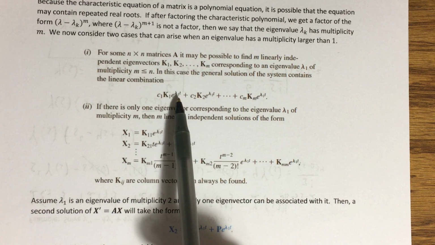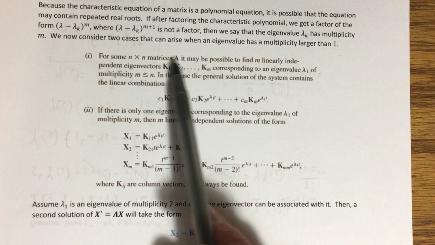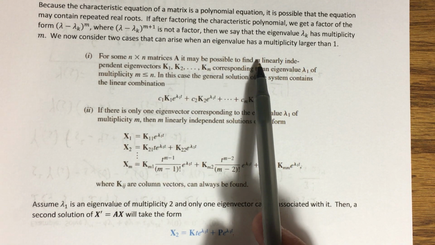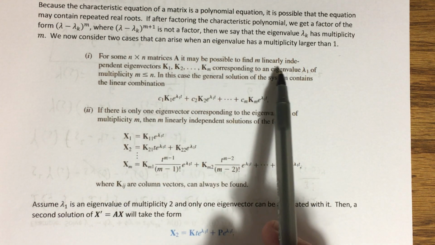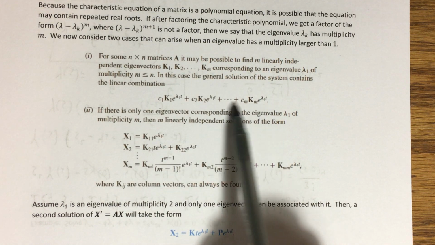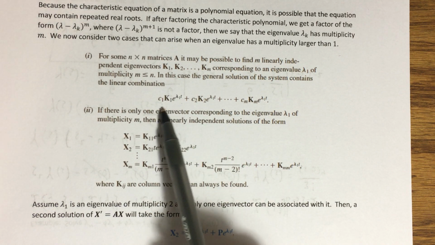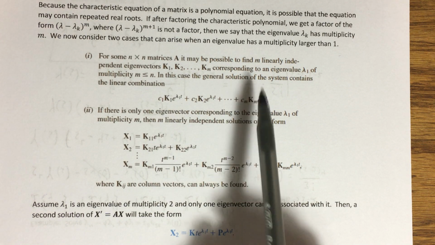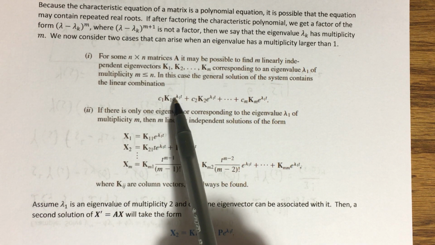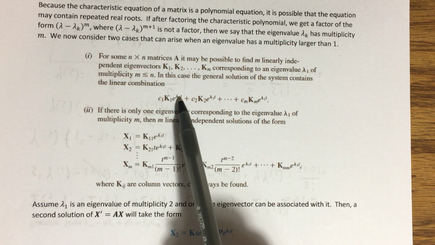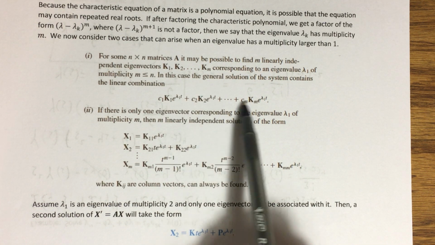So, sorry, let me back this up a second. I think I said it's always possible. It's not always possible, but in the case where it is possible to find m linearly independent eigenvectors where m equals the multiplicity of your eigenvalue, it will appear in your general solution. So notice all this is a linear combination of your eigenvector times that exponential e to the lambda 1t, where lambda 1 is the eigenvalue corresponding to k1 here, and similar for all these other terms.